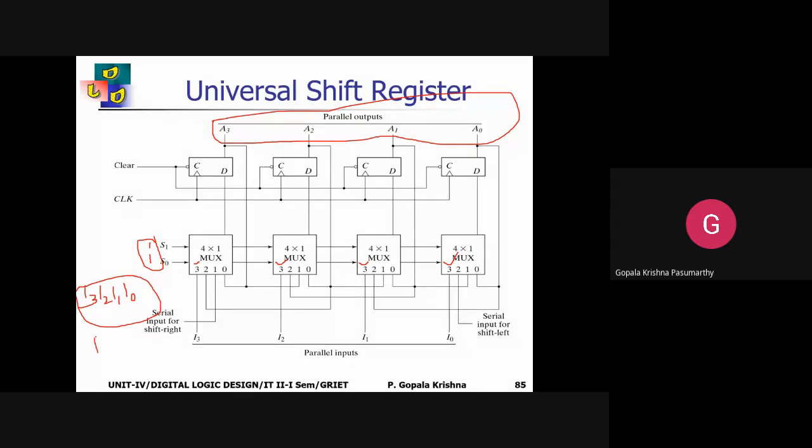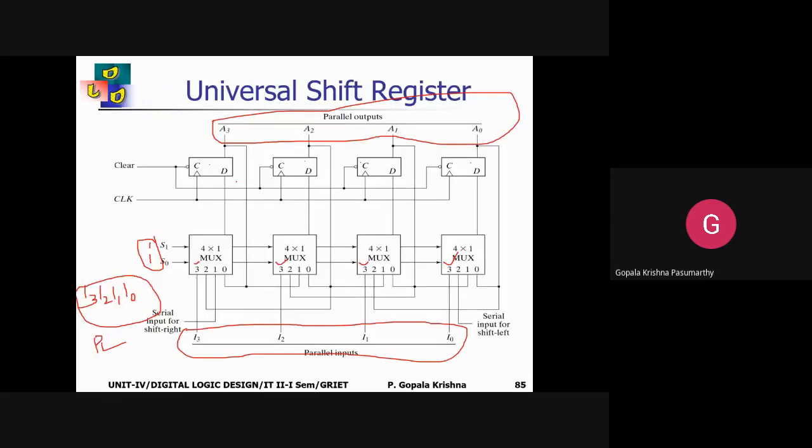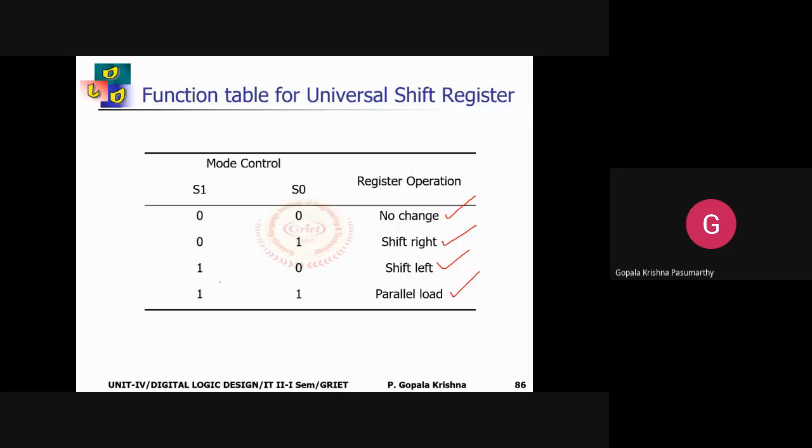What do we call it? We call it parallel load. The register will be filled with new values coming from the external world. Parallel load is an operation of pushing new content into the register. The register was earlier A0, A1, A2, A3. But once you make S1 and S0 as 1, 1, the new values I0, I1, I2, I3 are fed into the register. That's why we call it parallel load. This is how we can understand the universal shift register.